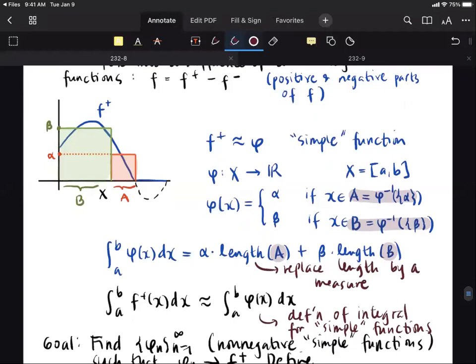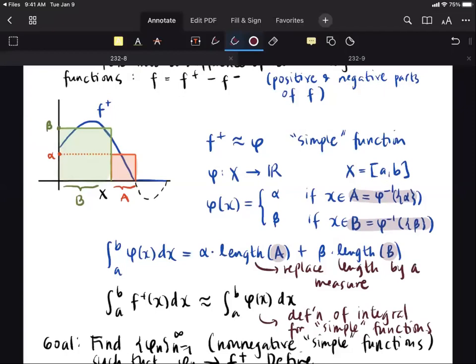As I said, this requires the definition of the integral for simple functions. For the integral of the simple function, at least in this figure, you can just take the sum of the areas of the approximating rectangles. That's the height alpha times the length of the base. Here, the bases are the regions or the sets A and B, which are inverse images. So here we need that the inverse images are measurable.